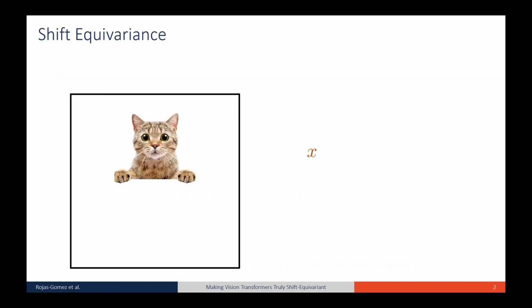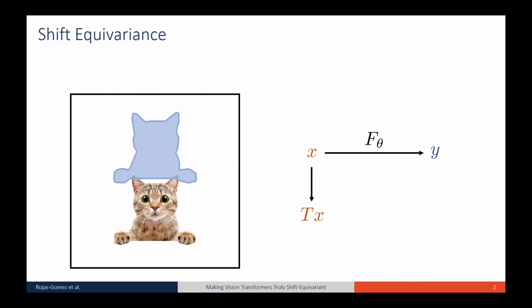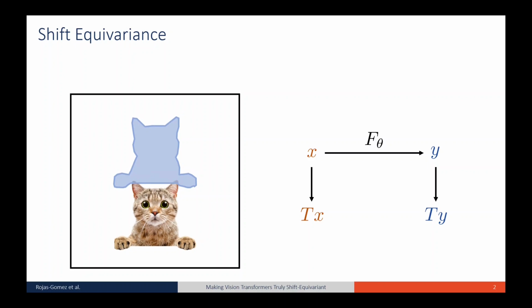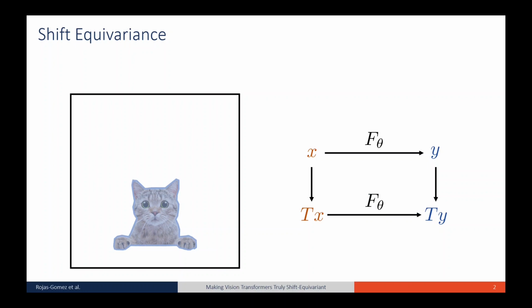For semantic segmentation, given an input x, f theta generates an output containing predicted mask labels. Ideally, if a shifted version of the input is passed to f, its output should correspond to a shifted version of the original prediction. This is known as shift-equivariance and is a desirable property of semantic segmentation models.